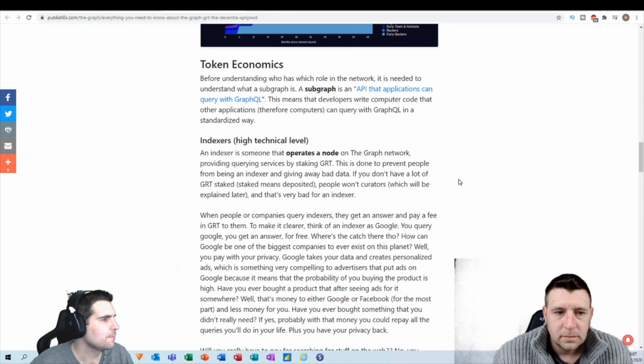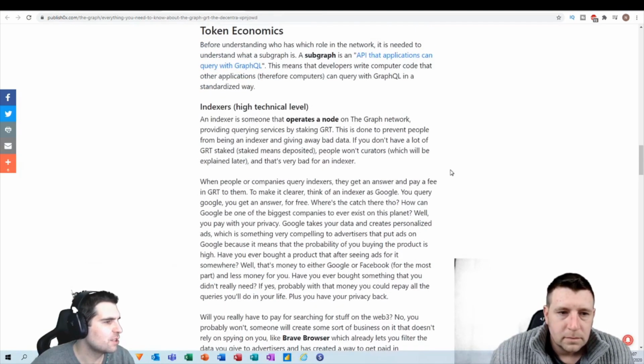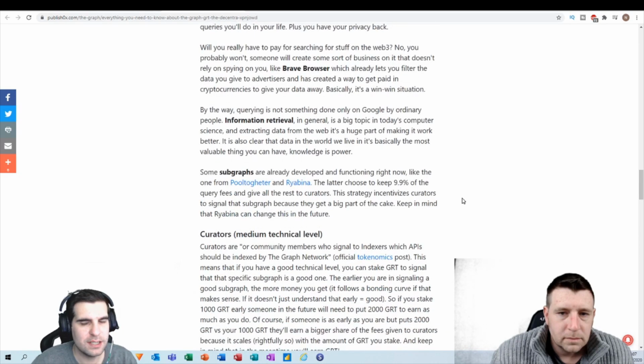So there's basically several different things, right? There's indexers, they operate a node, and I won't go into the details of that, but basically running a node is you have to stake your GRT on there, and you have to be a good actor. If you're a bad actor, you will lose GRT. If you're a good actor, you earn GRT, right? So it's pretty decent in that regard.